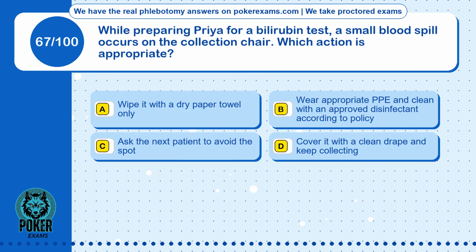Question 67. While preparing PREA for a bilirubin test, a small blood spill occurs on the collection chair. Which action is appropriate? Option A. Wipe it with a dry paper towel only. Option B. Wear appropriate PPE and clean with an approved disinfectant according to policy. Option C. Ask the next patient to avoid the spot. Option D. Cover it with a clean drape and keep collecting.